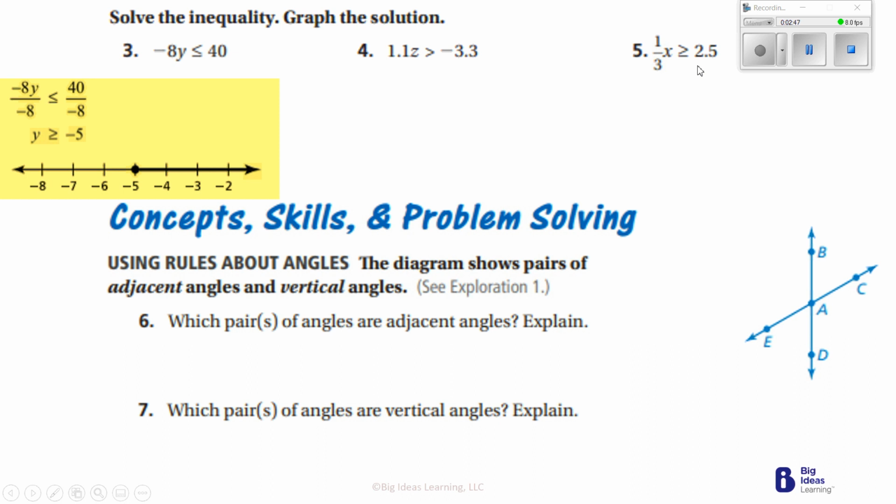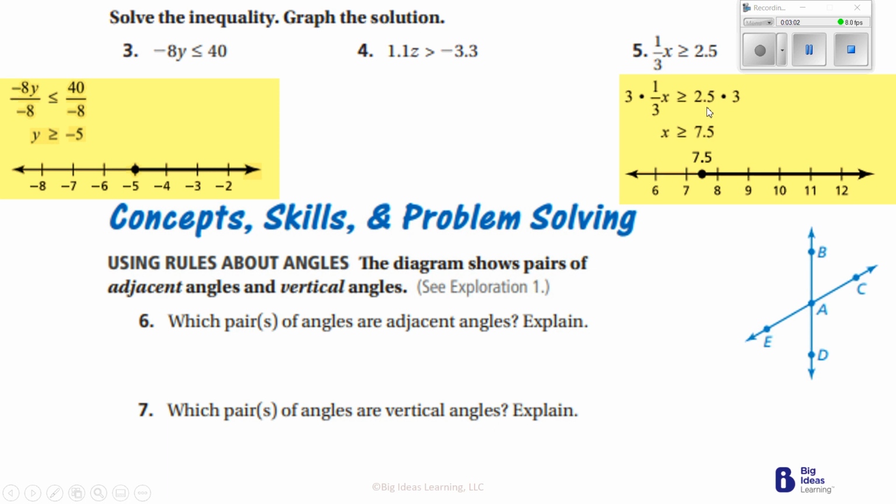All right, number 5. On this one, I'm going to do the opposite of multiplying 1 over 3. That's going to be multiply 3 over 1 to this. Whatever I multiply to one side, I'll multiply to the other. 3 over 1 is really 3, and 2.5 times 3 is going to give me 7.5. So x will be greater than or equal to 7.5. I did not multiply or divide by a negative number, so I do not move my symbol around. X is bigger, so I will point to all the numbers bigger than 7.5.